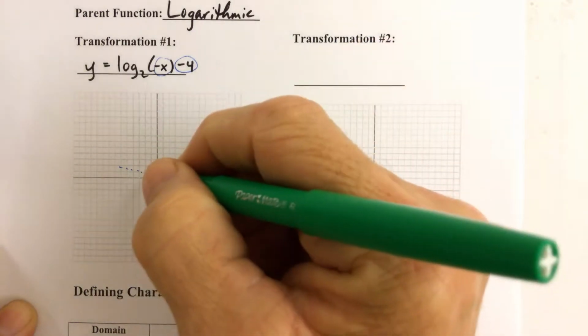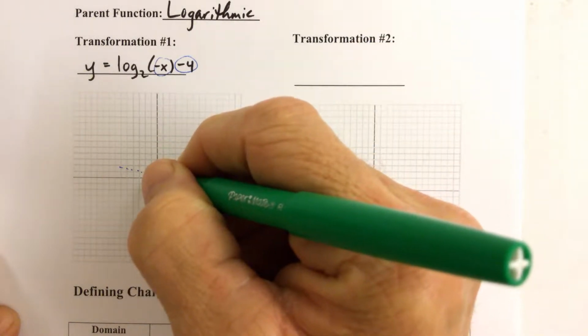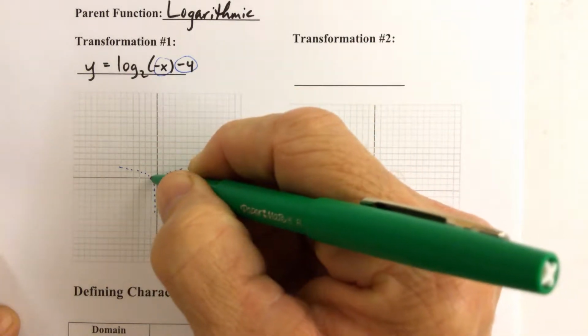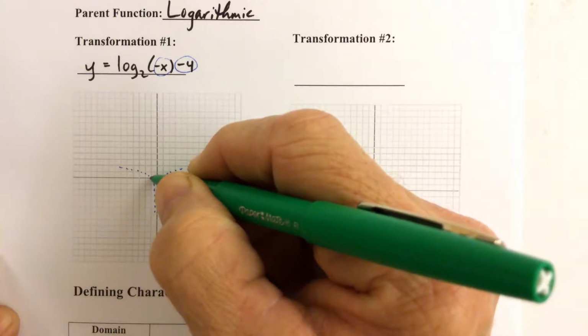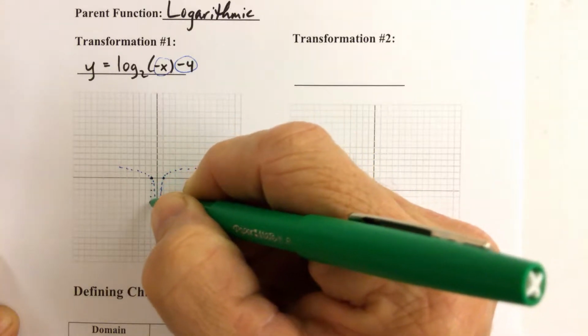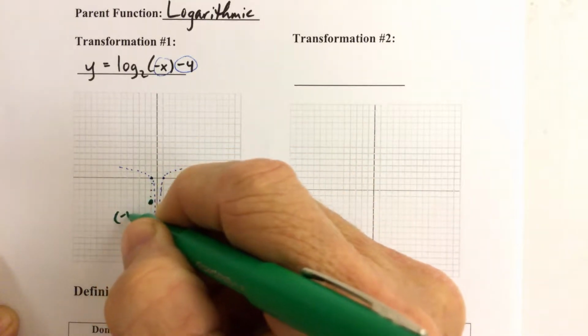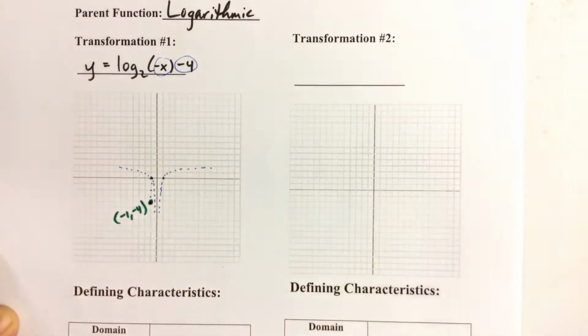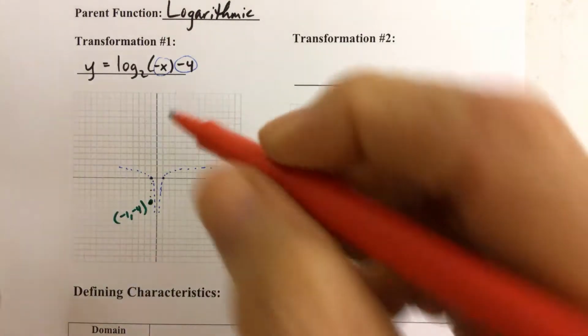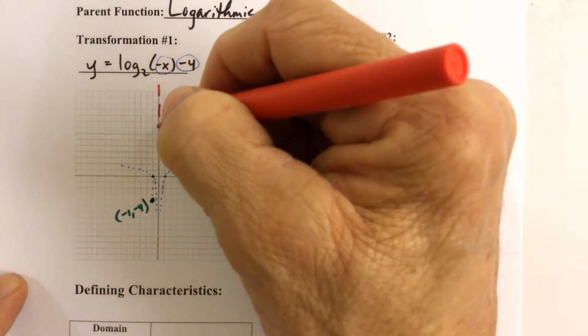So we reflected about the y-axis, but then that minus 4 tells us we're going to go down 4 units. So if we go down 4 units, currently the key point after reflecting it about the y-axis is at negative 1, 0. And moving this point down 1, 2, 3, 4, the coordinates of that point now are negative 1, negative 4.